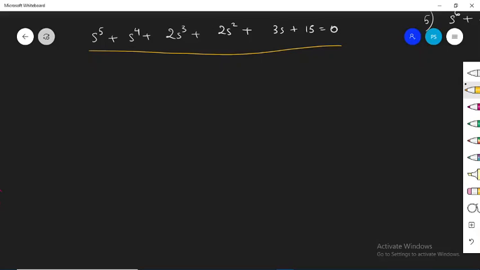So to form the Routh array, first we have to make the column of powers of s, starting from the highest power of s going up to s to the power 0. So highest power of s is s to the power 5. So we will write s to the power 5, then s to the power 4, s cube, then s square, then s to the power 1, and then s to the power 0. Next we have to write the coefficients.